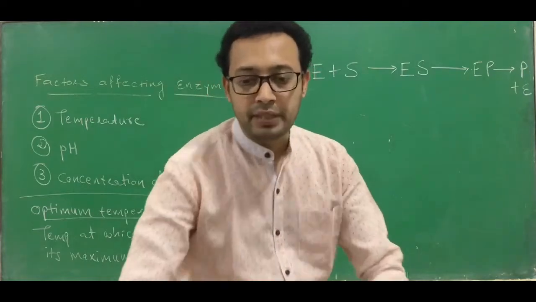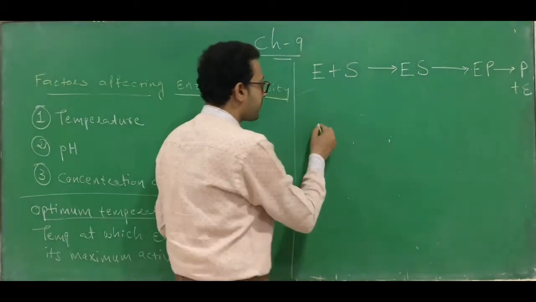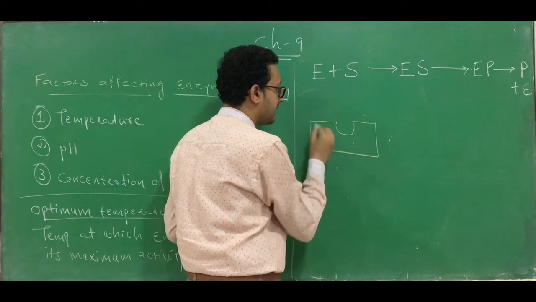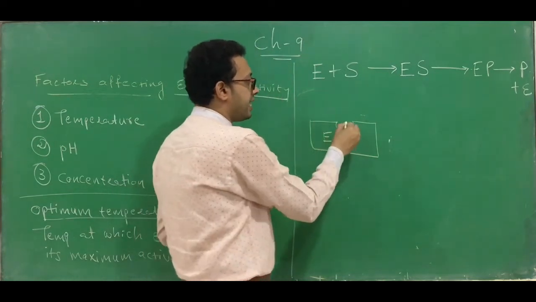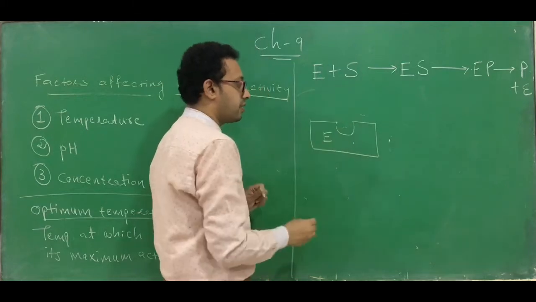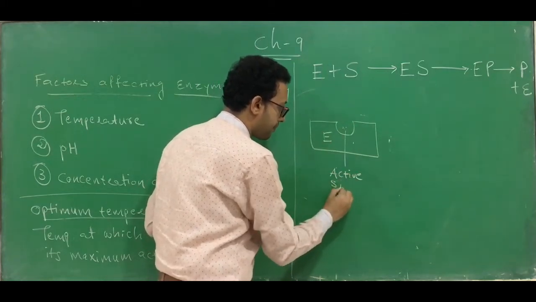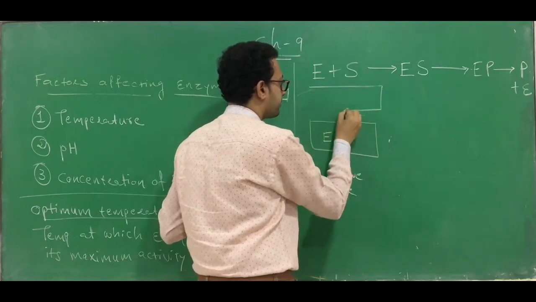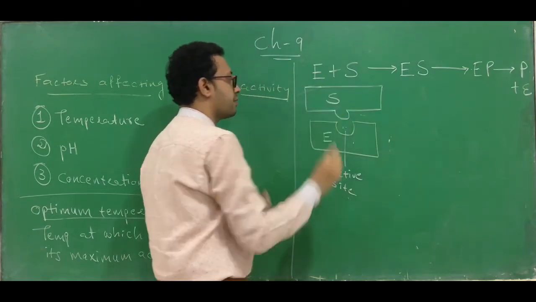Okay, so the same thing happens. I will show you with a diagram. For example, this is an active site which is present in the enzyme. This is an enzyme, assume that it is an enzyme. This one is the active site. Okay, I am showing you, this is an active site. Now assume that this is a substrate.